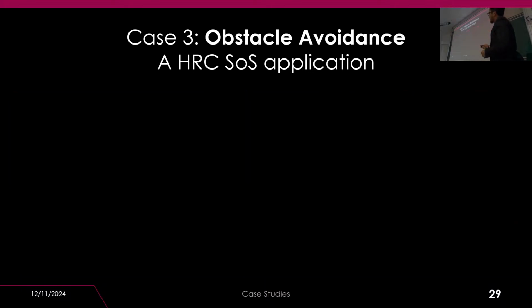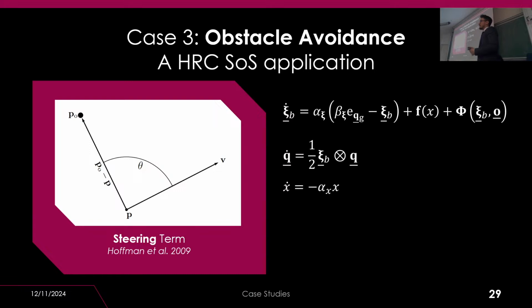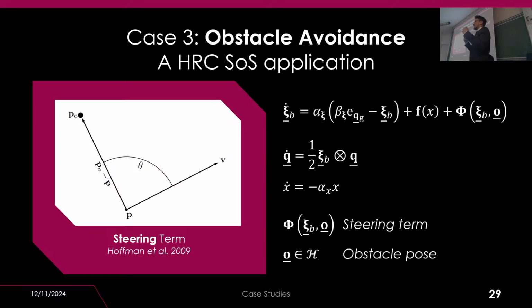And the theory behind it is based on the steering term theory on the DMP by Hoffman and other authors in 2009. This is basically avoiding a given obstacle by steering away from it based on the current velocity. We have adapted the dual quaternion dynamic movement primitives method by integrating the steering term, which is phi, a function based on the current twist in the body frame, and the obstacle pose in 3D space, represented as a dual quaternion. Again, not only position, but also orientation.